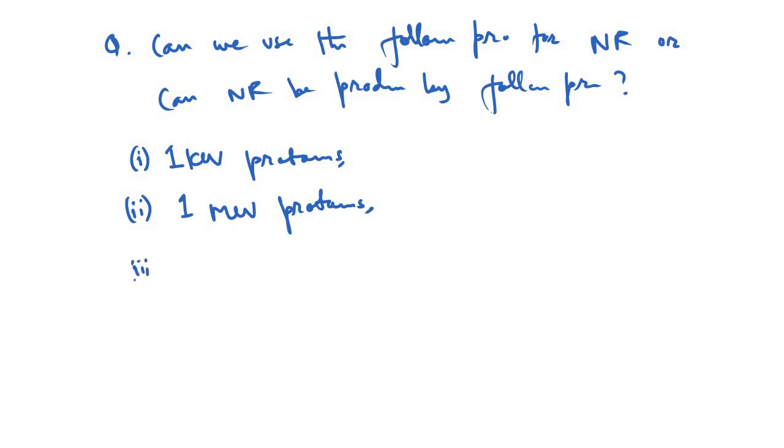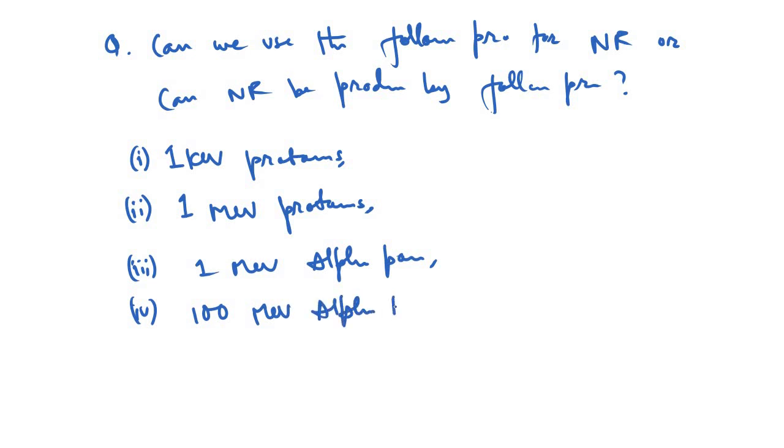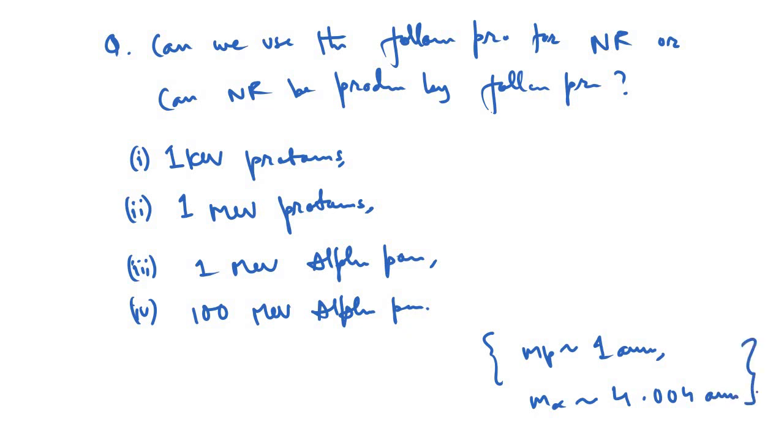Number 3, 1 MeV alpha particle, and then your 100 MeV alpha particle. Now what is given here is mass of proton approximately 1 AMU and mass of alpha approximately 4.004 AMU. This is given.